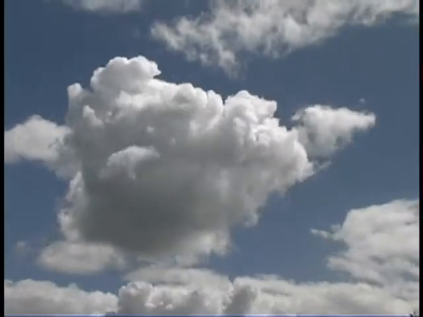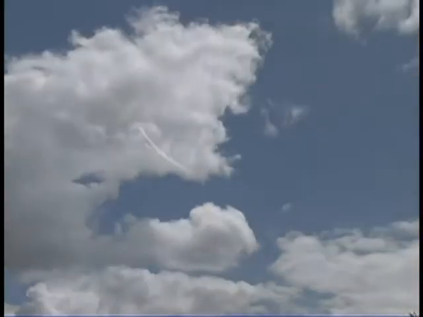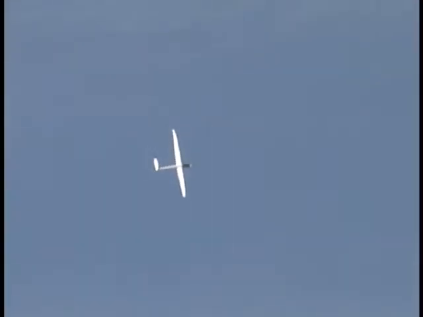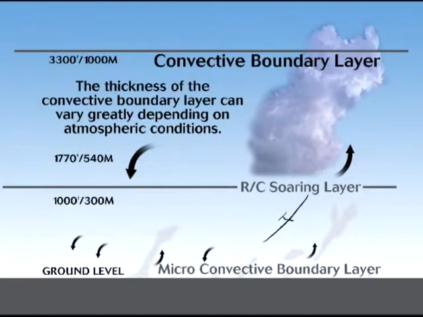Knowing how the Earth's basic atmospheric system works is the first step in understanding thermal behavior. Full-size sailplanes can thermal to over 15,000 feet and beyond. However, the RC soaring pilot is usually flying in the very lowest layer of the atmosphere called the convective boundary layer, or CBL. Although the thickness of the convective boundary layer can vary greatly, it's usually defined as a layer of air from the surface up to about 3,000 feet or 1,000 meters above ground level.